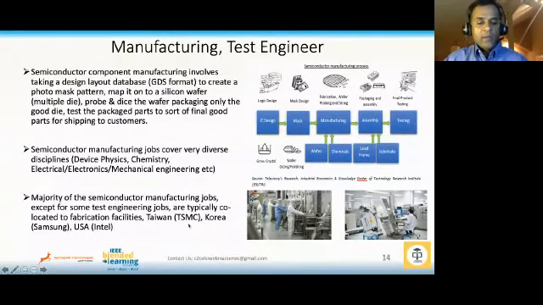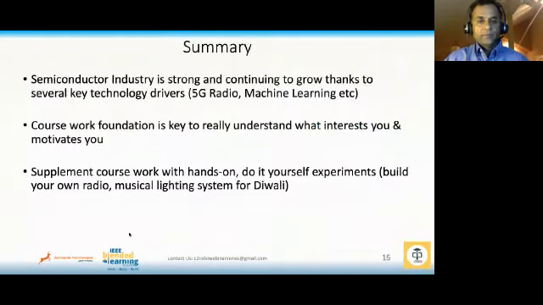Three major manufacturing facilities are in Taiwan, which is TSMC, in Korea, which is Samsung, and in the USA, which is Intel. So manufacturing or test engineer locations or jobs are probably not as common as a design engineering or a tool development engineering function. Okay.